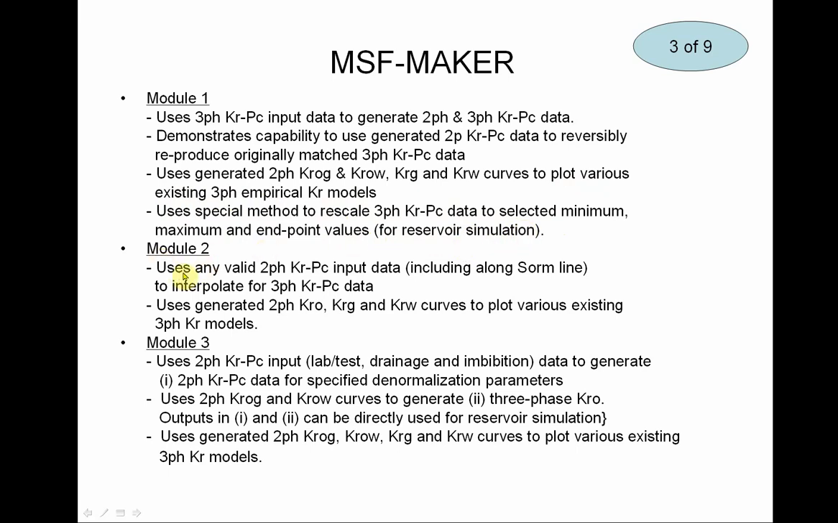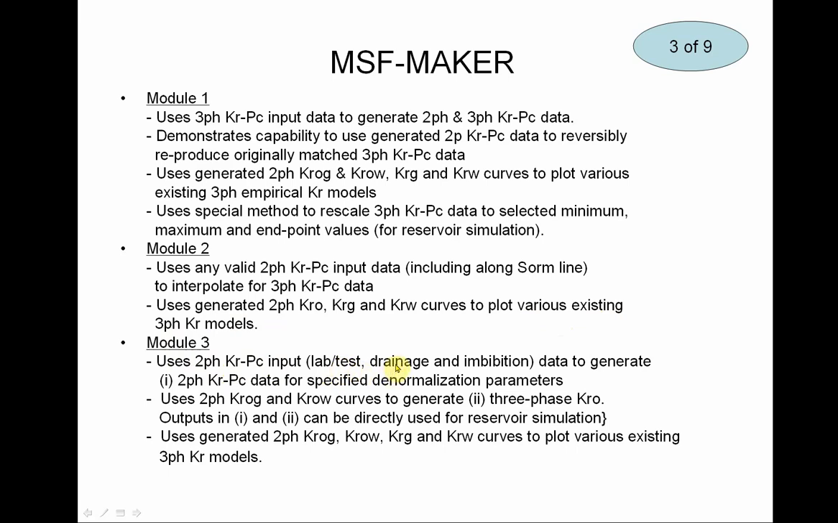Module 2 uses any valid 2-phase KRPC input data, including those along the SORM line of residual oil saturation, to interpolate for 3-phase KRPC data. It uses generated 2-phase KRPC to plot existing 3-phase KR models. Module 3 uses 2-phase KR and PC input data, which can be lab test data.